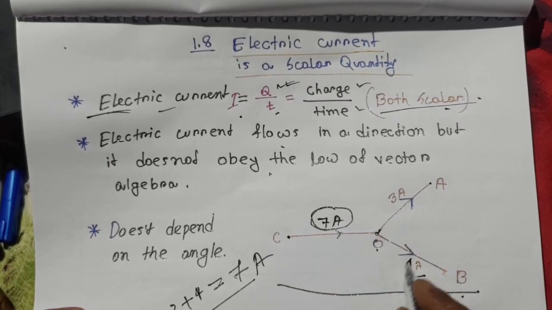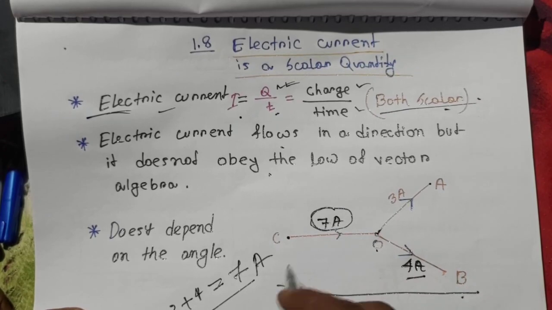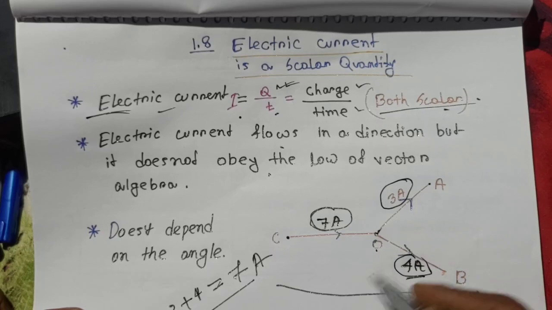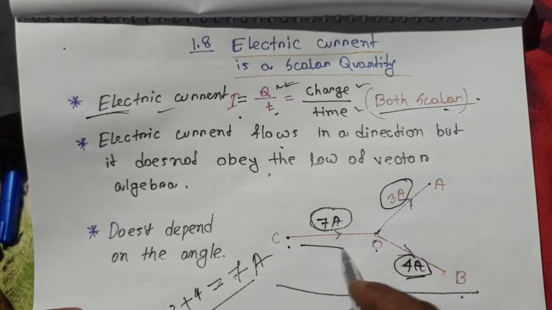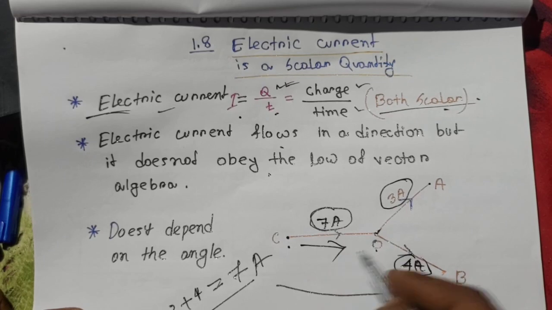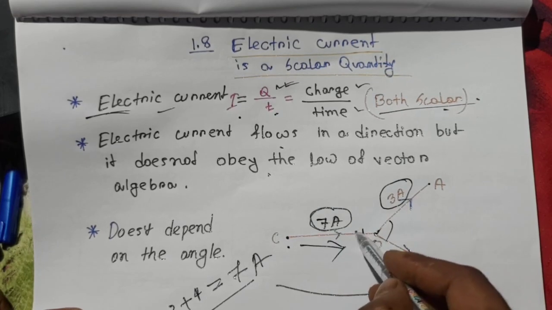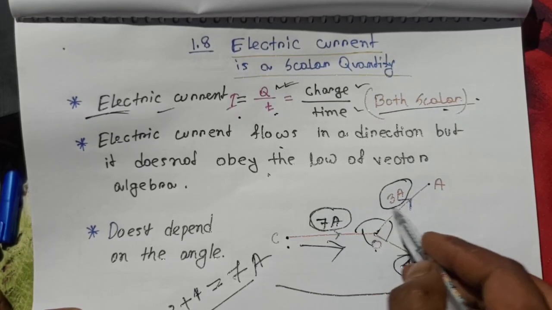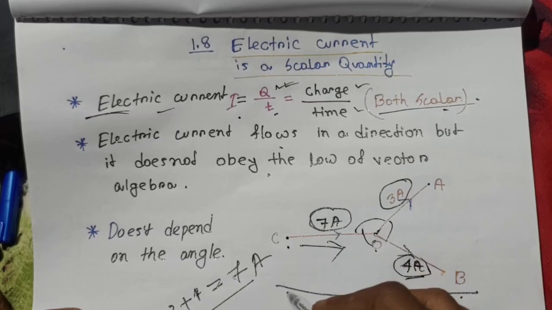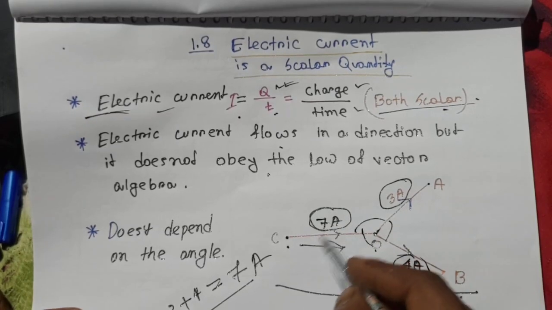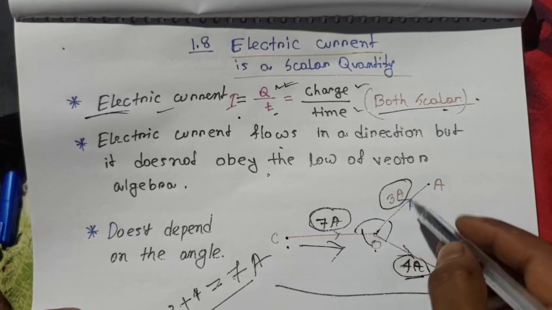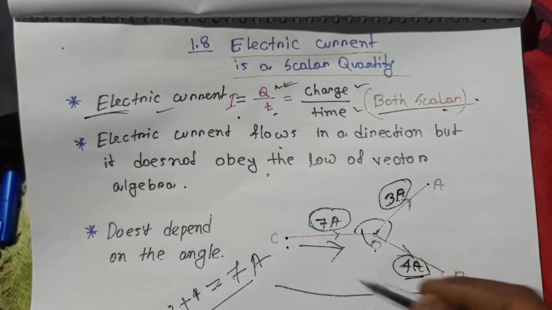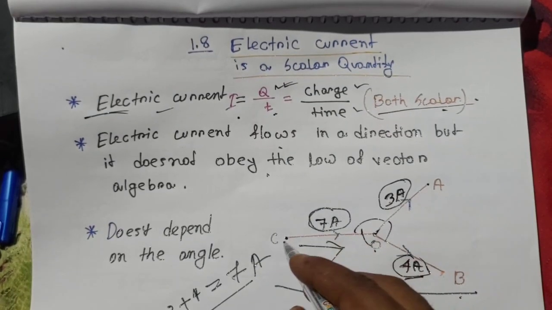Okay, here 4 ampere. So we can directly add these two currents, and we can say from point C 7 ampere is coming. Okay, we are not calculating any degree, whatever the angle is here. We don't need to know it, which means it does not depend on the angle. So 7 ampere total. We can just sum both the currents, and we can say the total current is 7 ampere coming from point C.